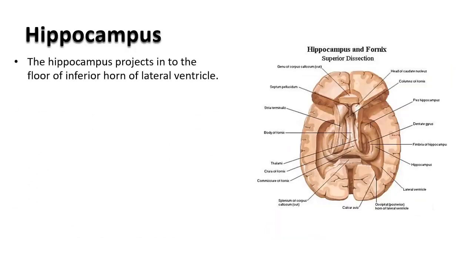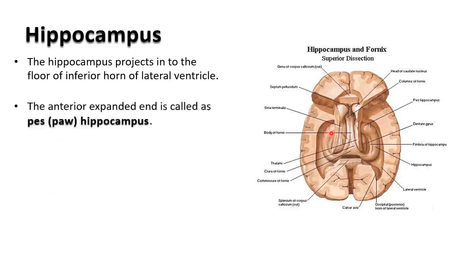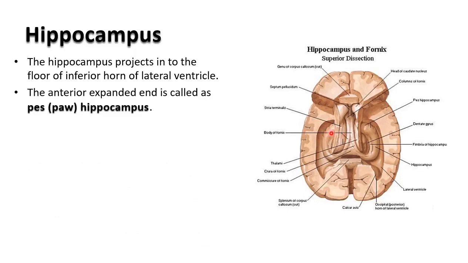So now this hippocampus you are seeing not in a coronal section but in a transverse section, which has opened the inferior horn of the lateral ventricle. On the floor of the inferior horn you are able to see the hippocampus bulging onto the floor of the lateral ventricle, and the anterior most part of the hippocampus is somewhat ridged, and it is called the pes hippocampus. Paw, like your dog's or cat's paw, no? Like that, with the fingers, toes on the digits. So like that it appears. That is why it is named the pes hippocampus, the anterior expanded part.